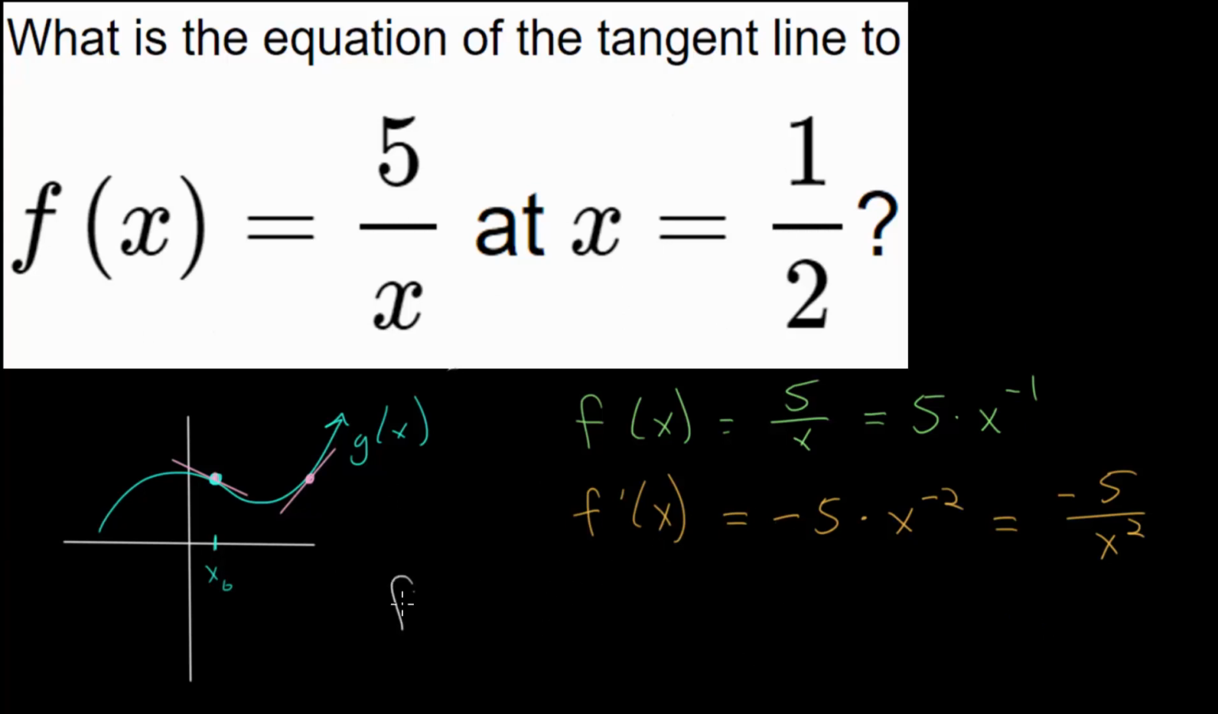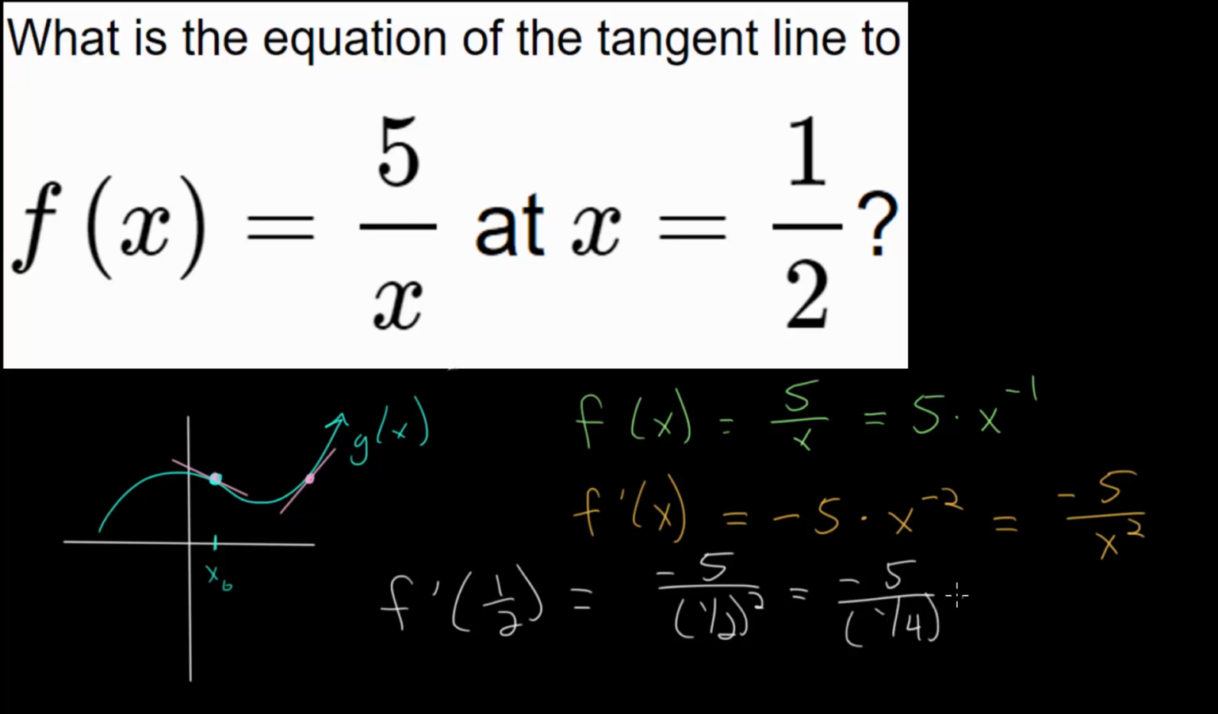We have f prime of 1/2. And that gives us -5 over 1/2 squared. And we know 1/2 times 1/2 is just 1/4. So this is -5 over 1/4. And we're dividing by a fraction, which is the same as multiplying by this fraction flipped over. And -5 times 4 would give us -20. So we have the slope of the line. This is the slope of our tangent line.